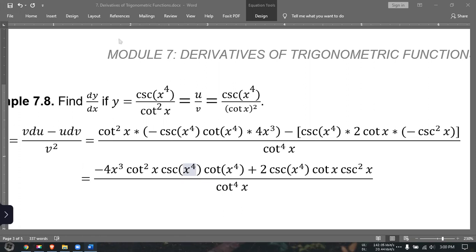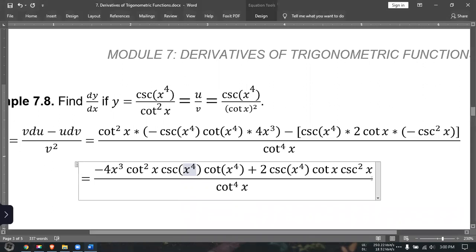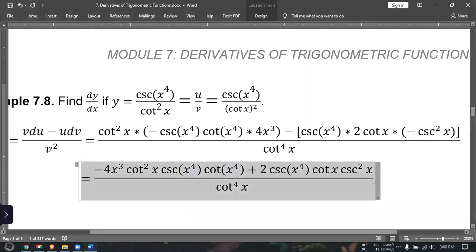Okay, so I was saying both of our terms in the denominator have cotangent x. So we can factor out one of the cotangent x, or we'll divide both terms by cotangent to the fourth x. So basically, our final answer would be this.